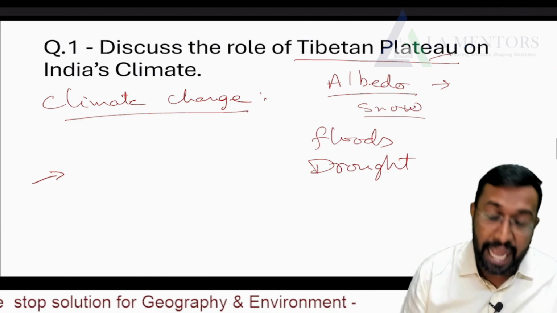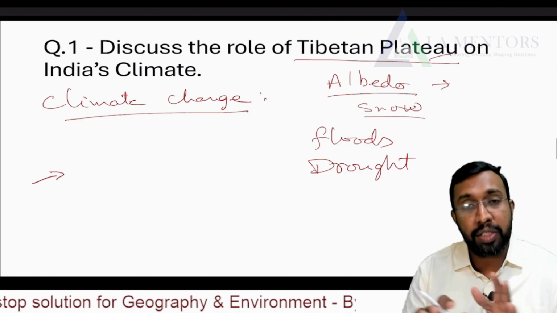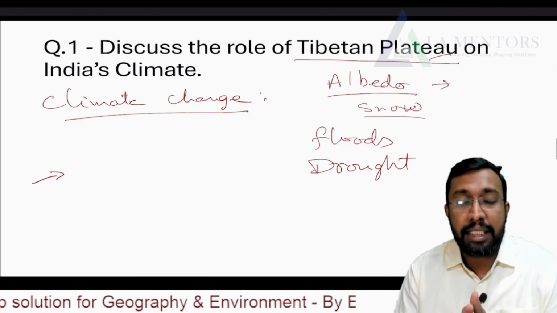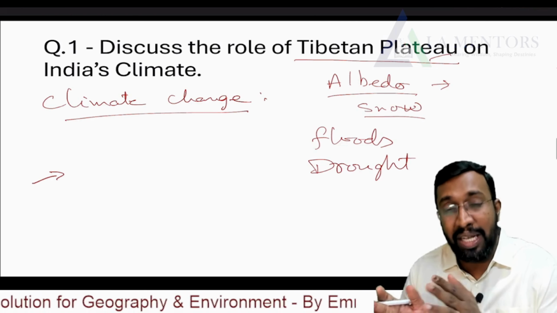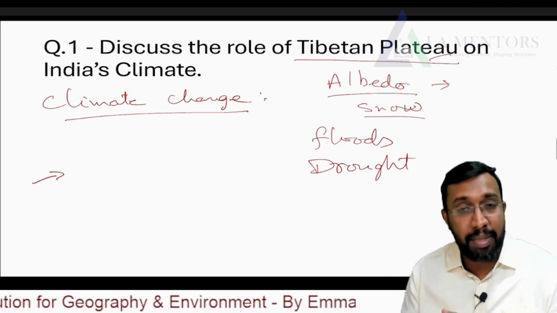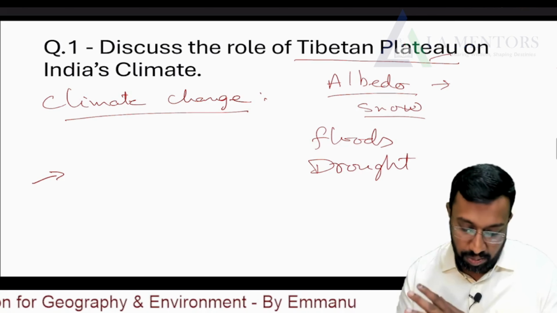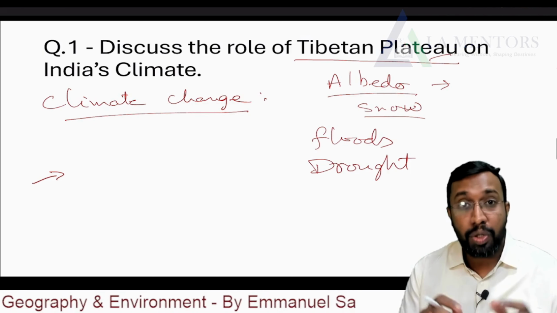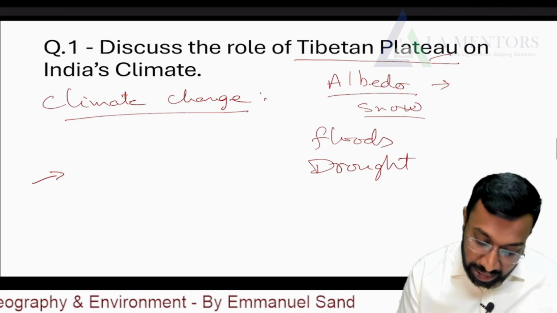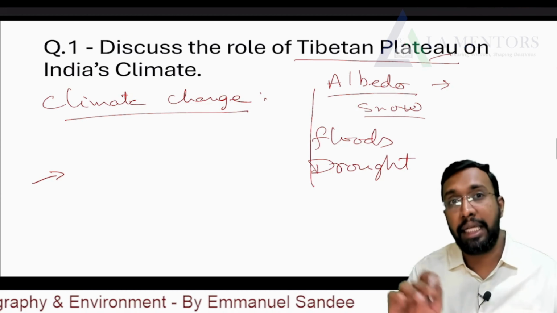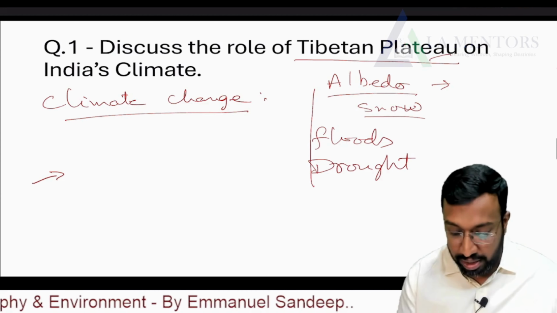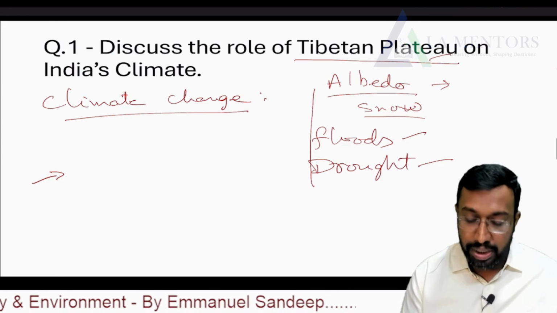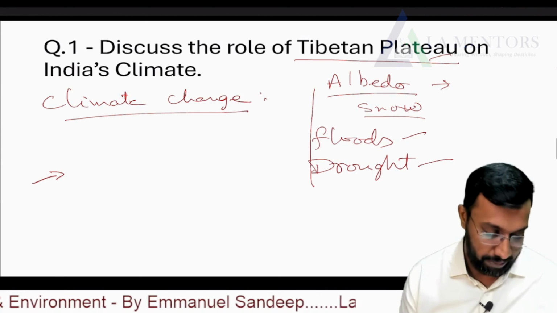Because of the presence of the Tibetan Plateau, there is deflection of your westerly winds, western disturbances, as well as the westerly jet streams. So these are all the keywords leading to the changes in the albedo, leading to changes in the flood conditions and drought conditions. So these are your keywords within your body.